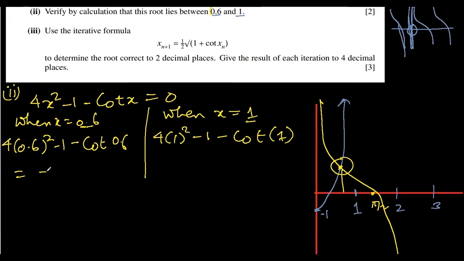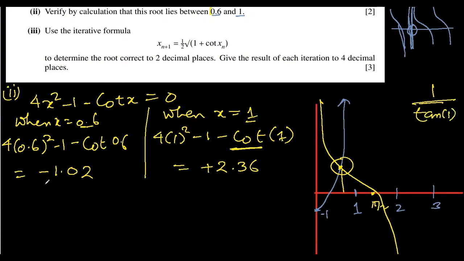So I got minus 1.02 here and positive 2.36 here. One challenge I faced was that there is no cot in our calculator. So in place of cot 1, I wrote 1 over tan 1 because cot is the reciprocal of tan. Once I did that, I got these two answers. And now we can see that this is negative, this is positive. That means there will be 0 somewhere in between. And that shows that the root is present between these two numbers, 0.6 and 1.